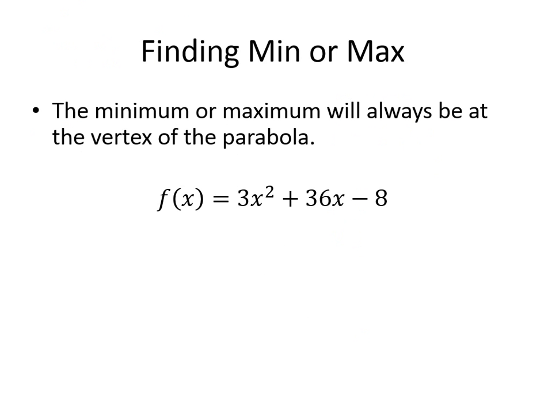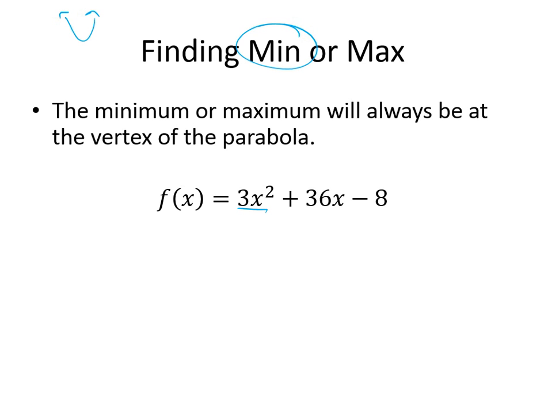All right, finding max and min. Your maximum and minimum will always be at the vertex of your parabola. So if they're asking what the max or min is, all you have to do is find the vertex. Now when we're looking at this one, we see that the very first term is positive 3x squared, which means that we have a minimum, because it's going to be opening up.